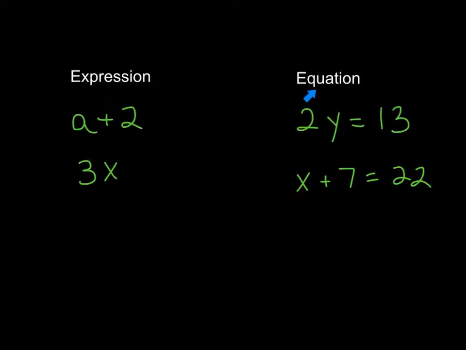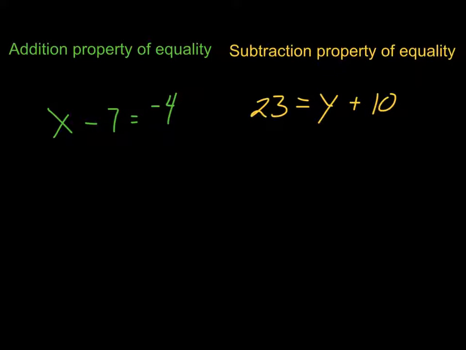Equations are like expressions except you have an equal sign with it. So 2y equals 13 would be an equation, or x plus 7 equals 22. We have that equal sign, now we're dealing with an equation. To solve equations, we can use either what's called the addition property of equality or the subtraction property of equality.